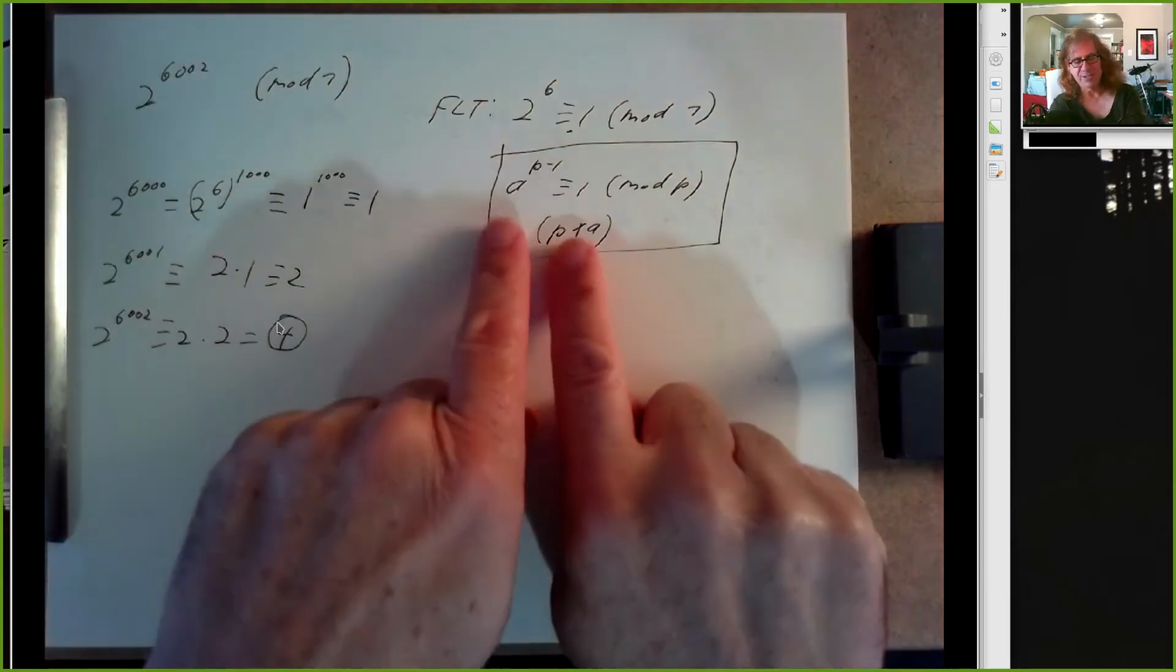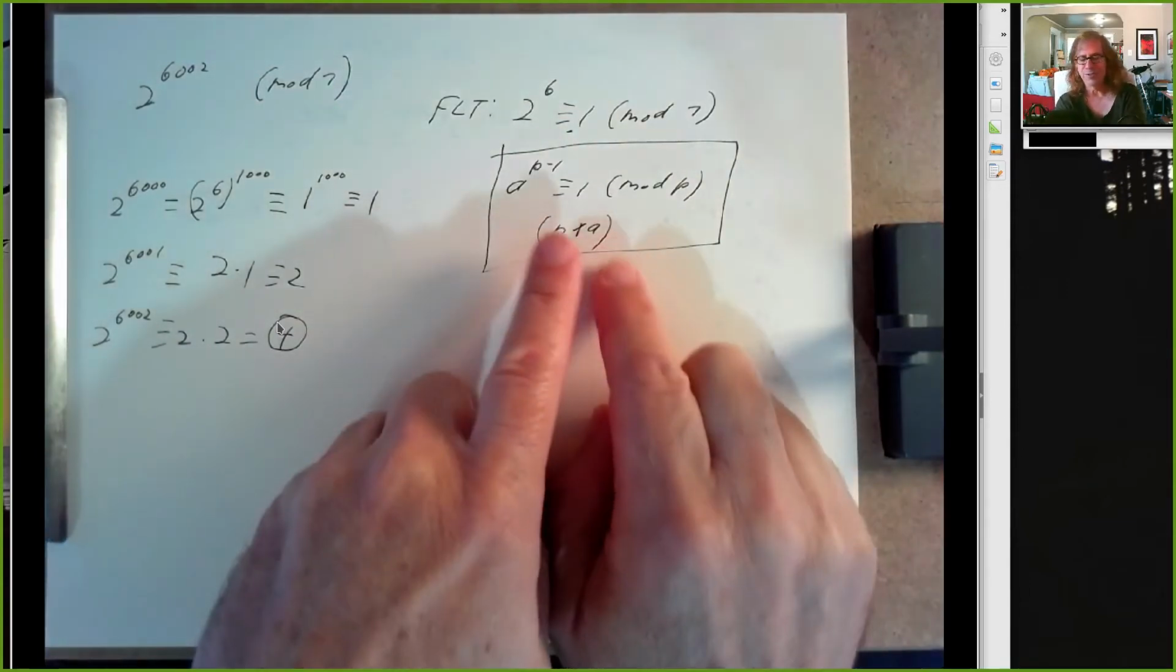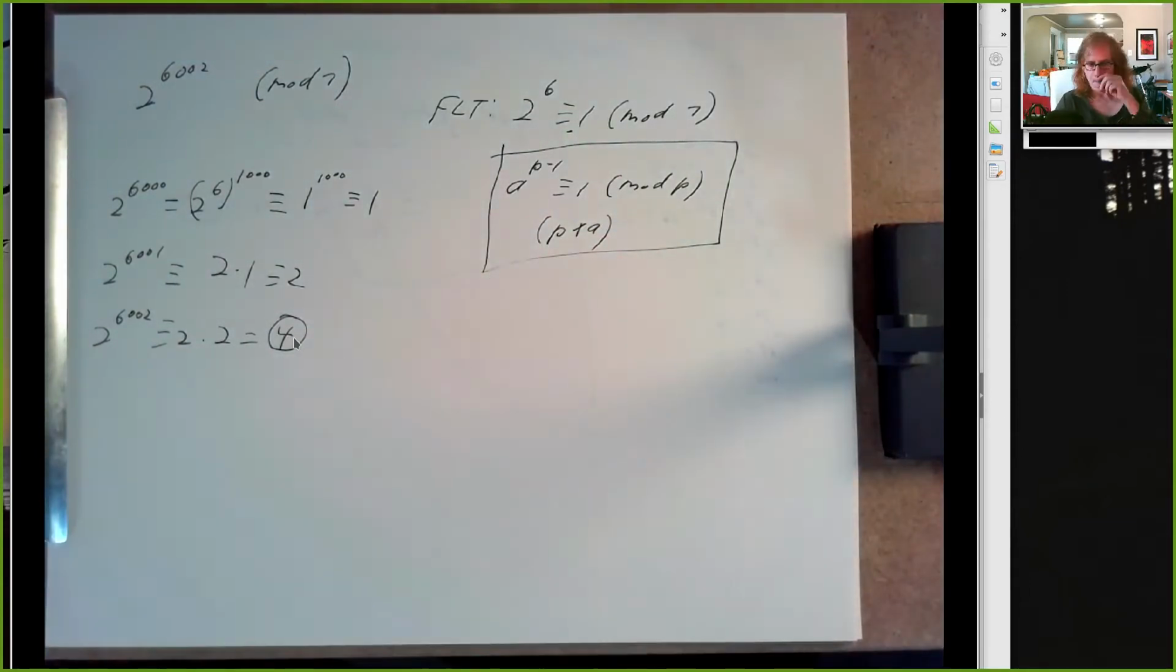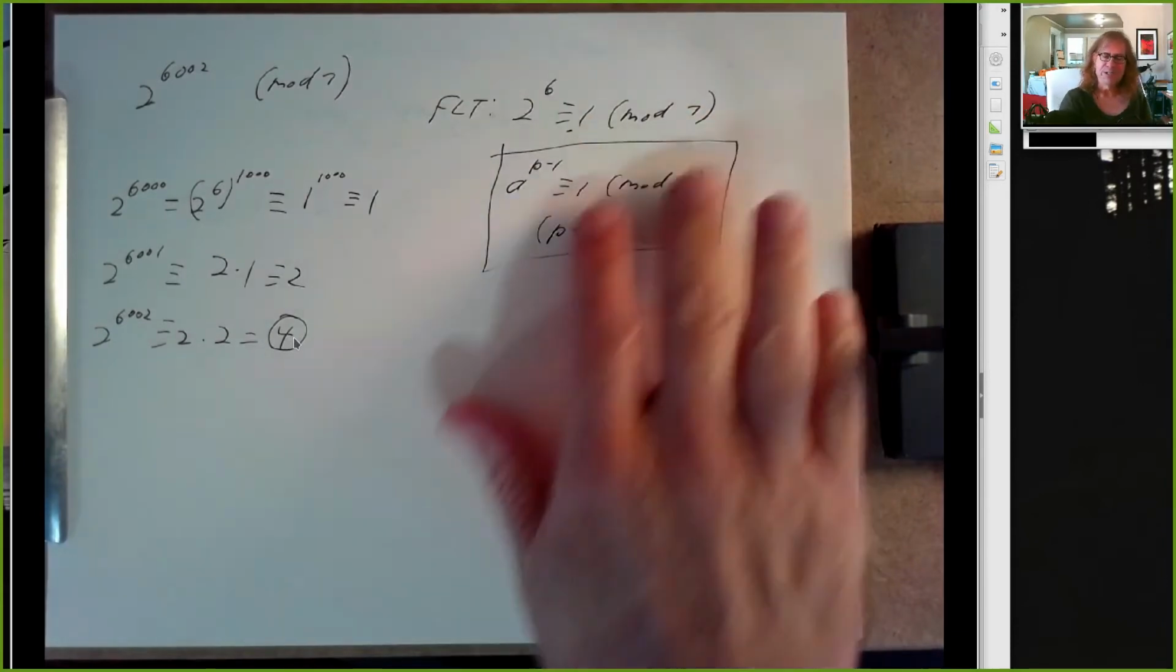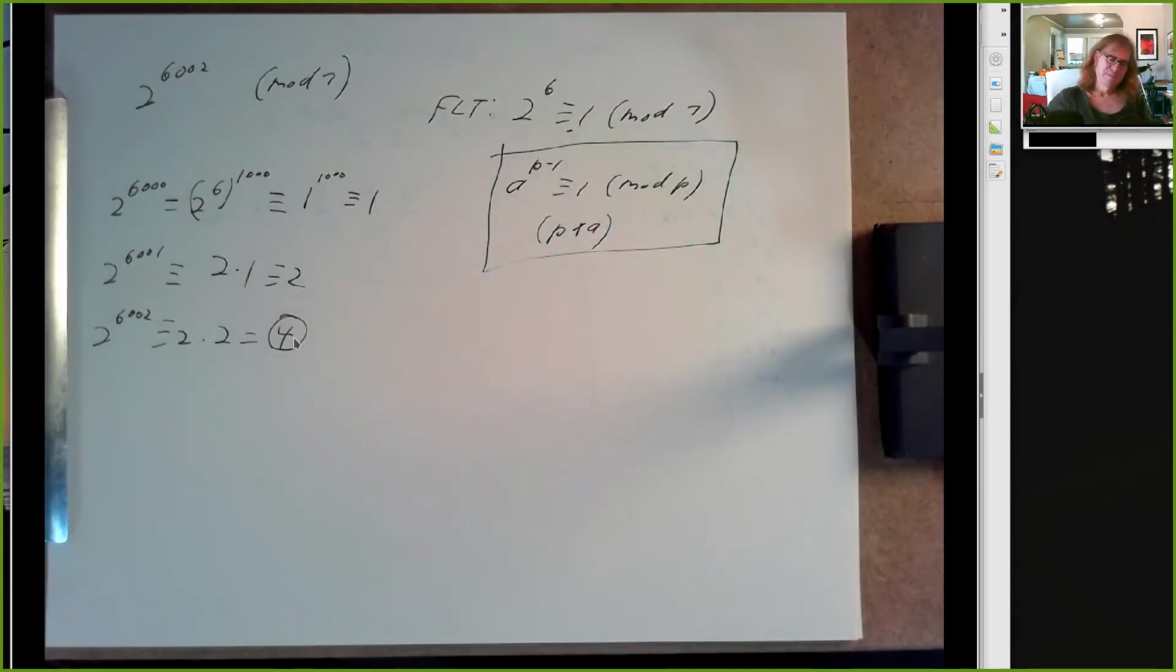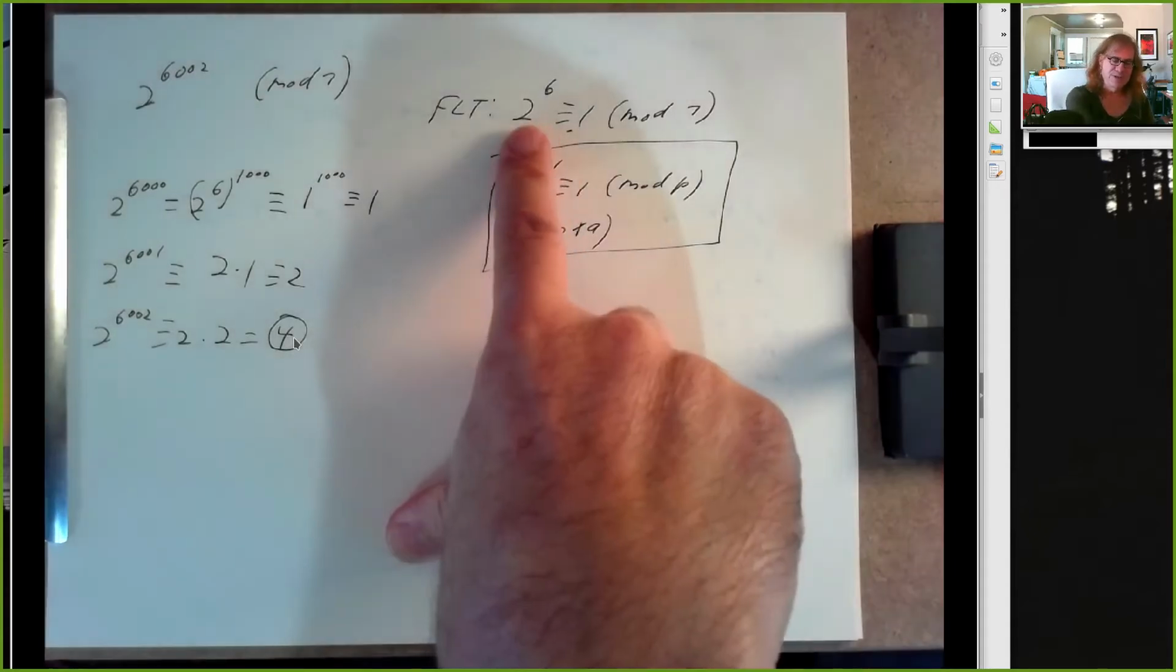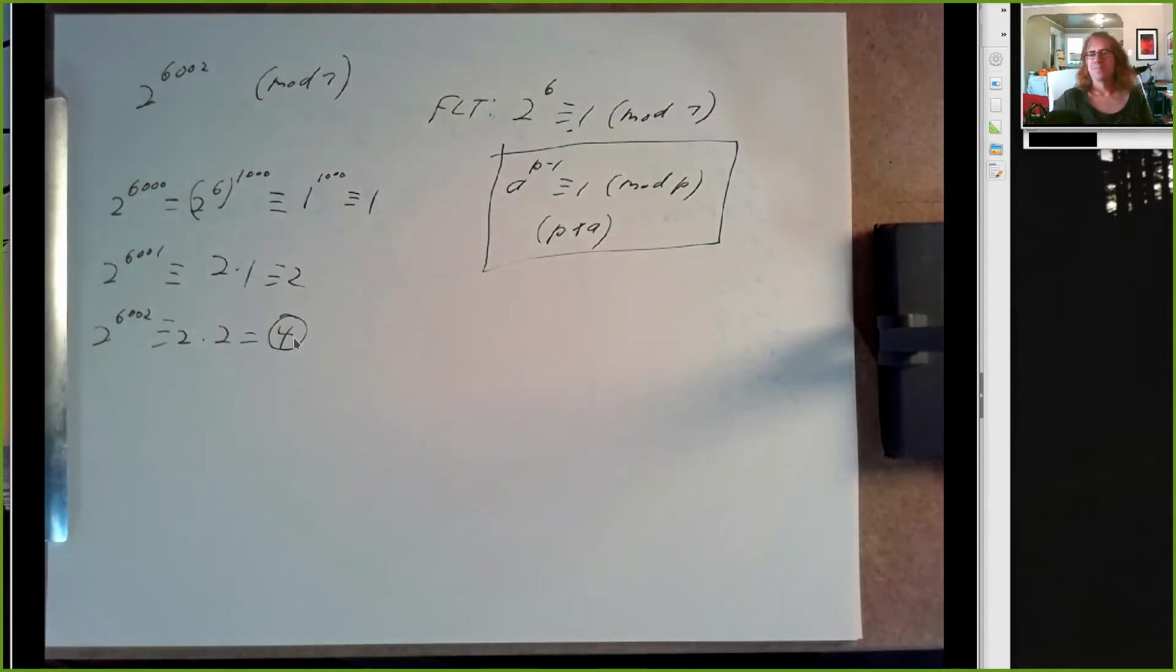So use FLT to write your number raised to whatever your moduli is minus 1. And it works best if your moduli is prime. Well, you need your moduli to be prime. It works best when a is not a multiple of p.